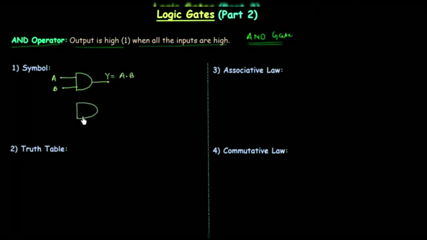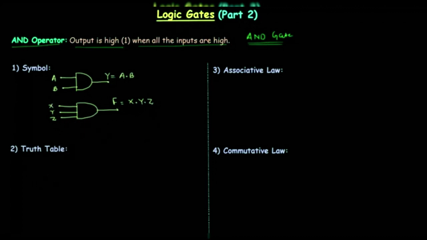Now we will make a three input AND gate. Let's say the three inputs are X, Y and Z, and the output is equal to F. So F is equal to X and Y and Z. So this is the symbol for the AND gate.